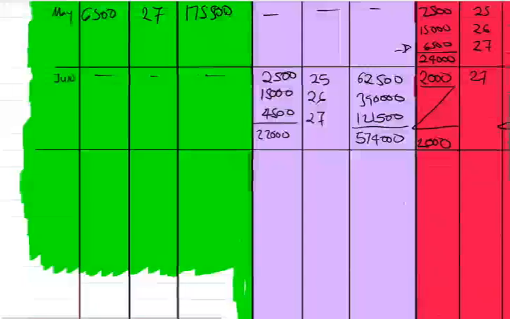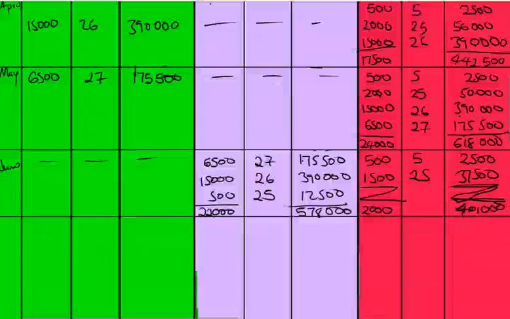So that's how we are going to use the FIFO to solve that question. Now, let us do the other question, which was requiring us to prepare the statement of profit or loss. So I have LIFO here and FIFO.